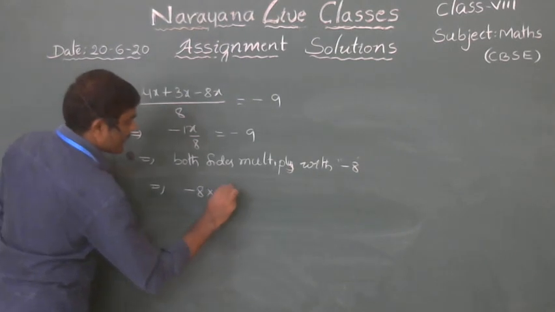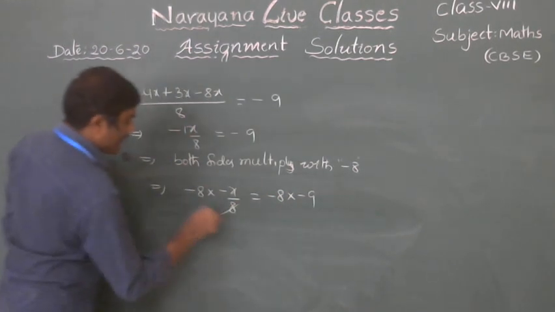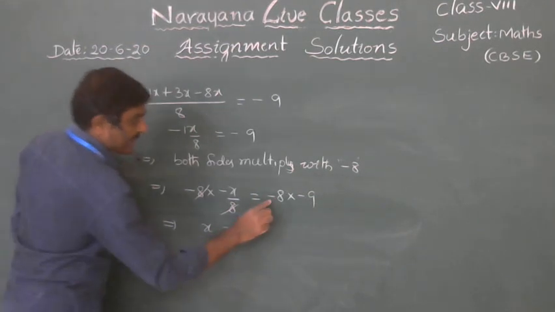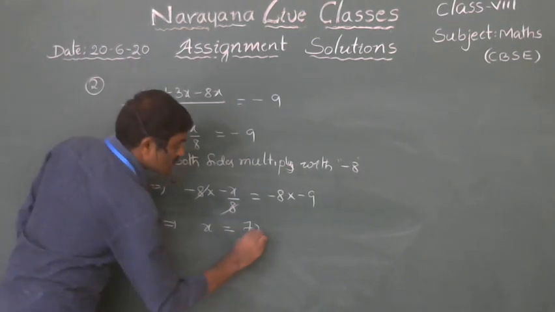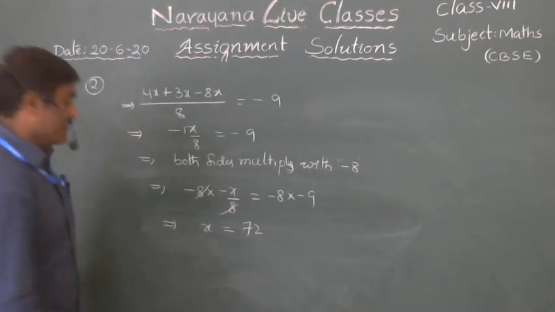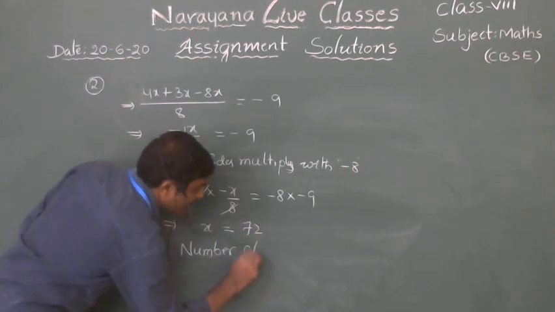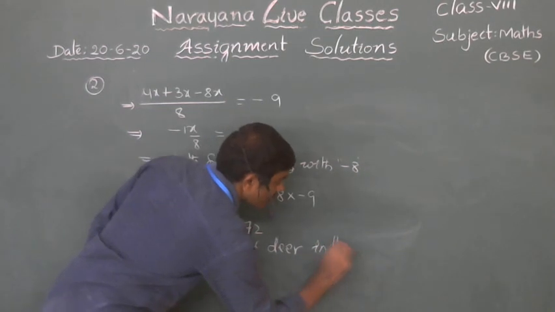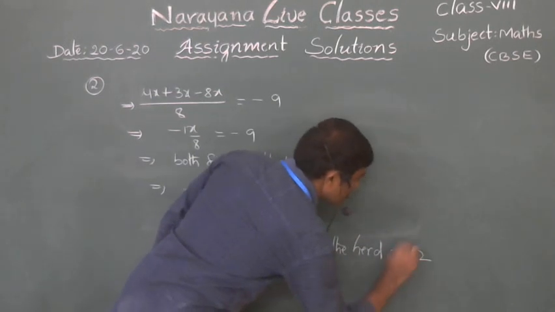Minus 8 into minus x by 8 is equal to minus 8 into minus 9. The 8 cancels, minus minus becomes a plus, x is equal to minus 8 into minus 9, minus into minus is plus, 8 nines are 72. So what is x? The number of deer in the herd. Therefore, the number of deer in the herd is equal to 72. This is our answer.